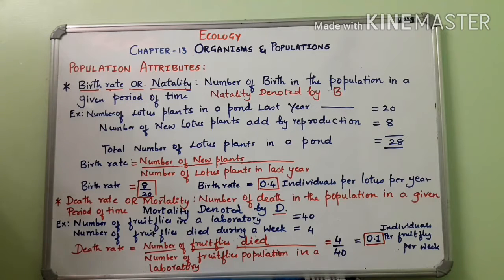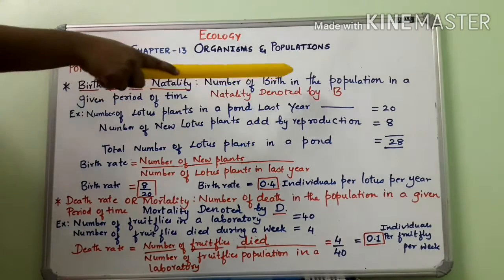So population attributes are birth rate or natality, death rate or mortality, sex ratio, age pyramid, population size, population density and variation. These all are the population attributes. The first population attribute is birth rate or natality.